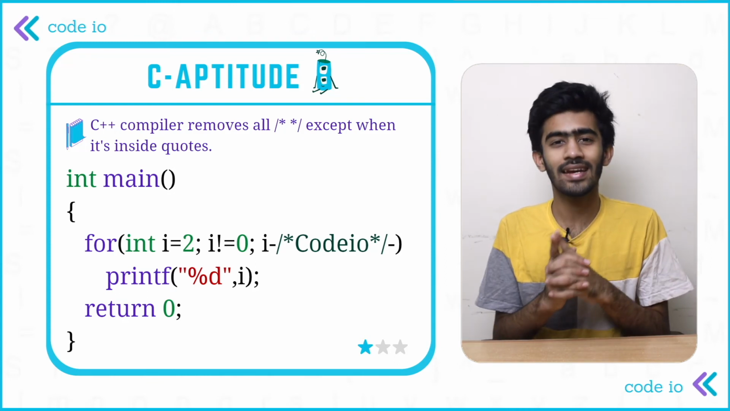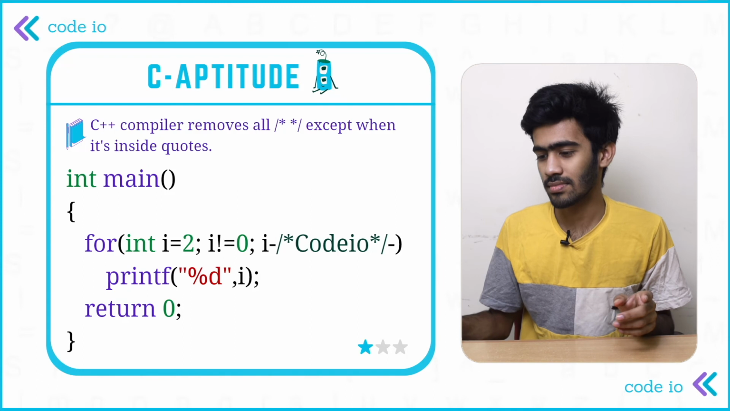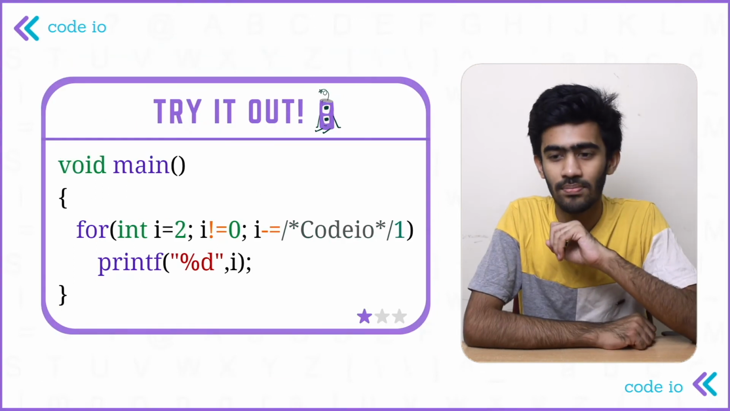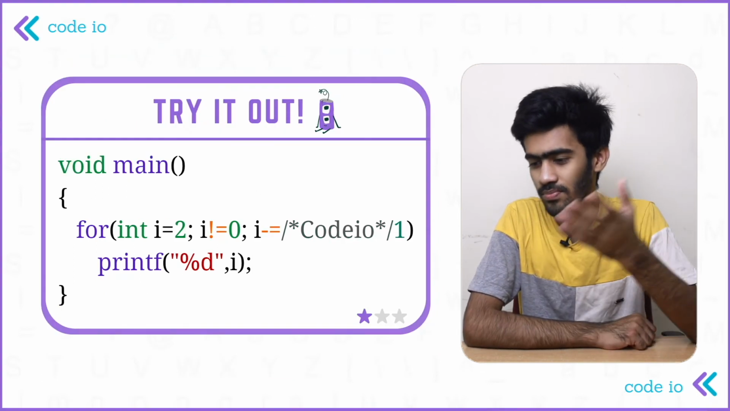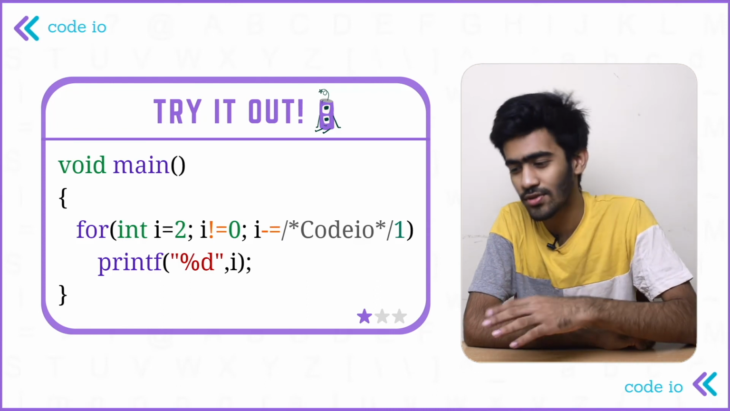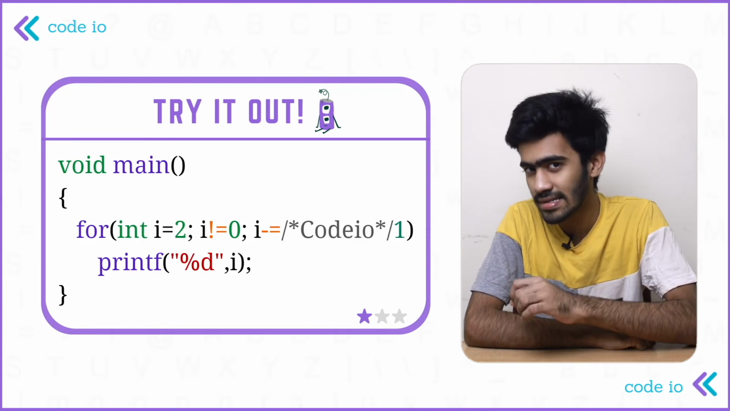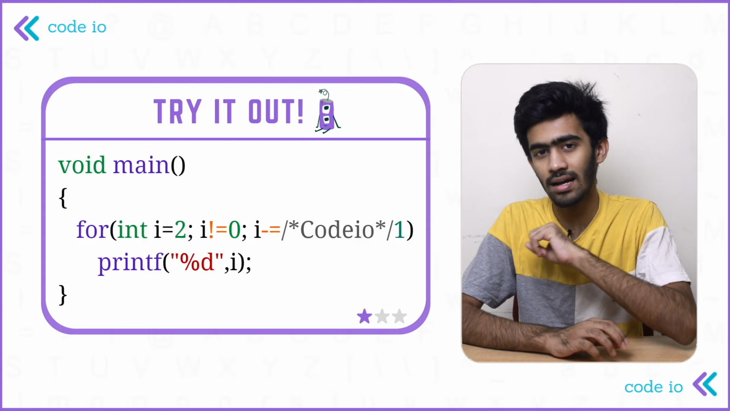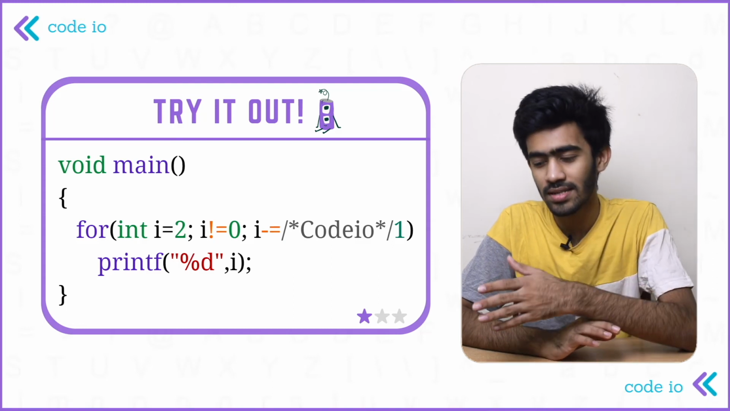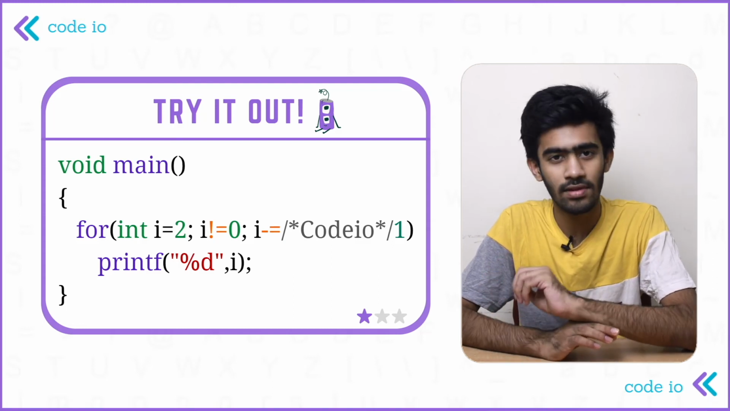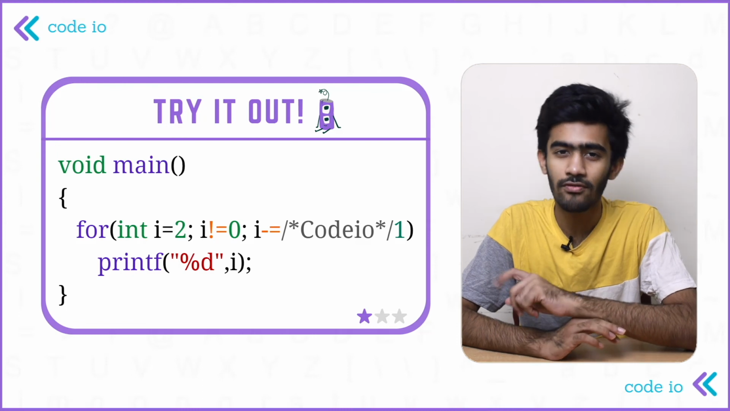So with that, now let's move on to the write-out session. So here is our write-out question. We have a void main function, for int i is equal to 2, i is not equal to 0, i minus equal to, and then we have a comment and then 1. Okay, so the comment is after the augmented assignment operator, and then we have 1. What would be the output for this question?